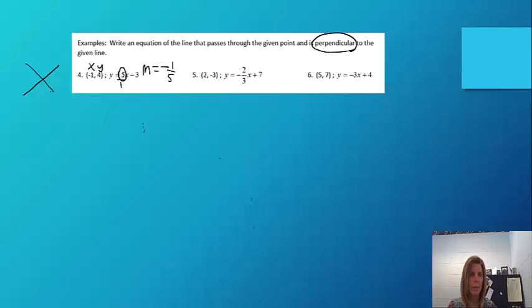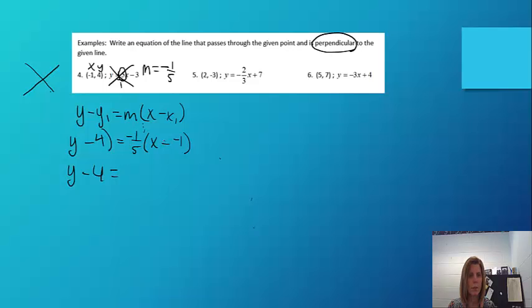I'm going to label my x and my y. Again, I like to just cross off that equation because I don't need to refer to it anymore. So I'm going to have y minus y sub 1 equals m x minus x sub 1, and I'm ready to plug things in. I'm going to have y minus, my y value will be 4, and then m we just established was negative 1/5, and then my x is x minus negative 1.